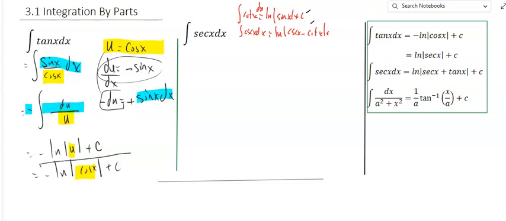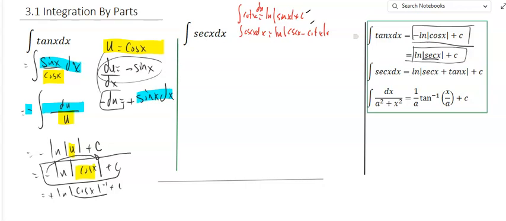So that's a fine answer, and that's what this is. But we also know one of the properties of logs, you could take the negative and make it a power, and that becomes natural log of absolute value of cosine of x to the negative 1. And we know that 1 over cosine is the secant. So you could use either this form or this form, whichever makes you happy.